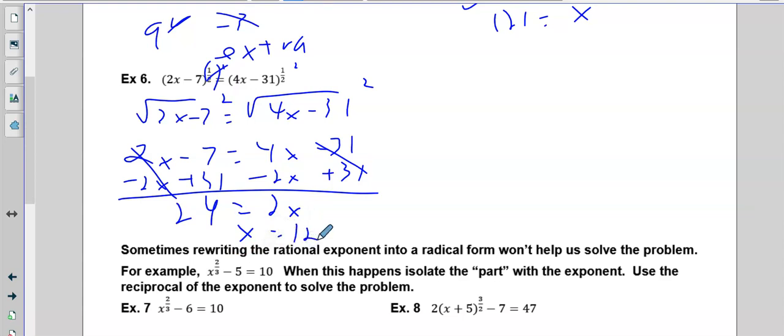Plug it back in real quick. 2 times 12 is 24. 24 minus 7 is 17. 4 times 12 is 48. 48 minus 31 is 17. That's a true statement, so 12 works.